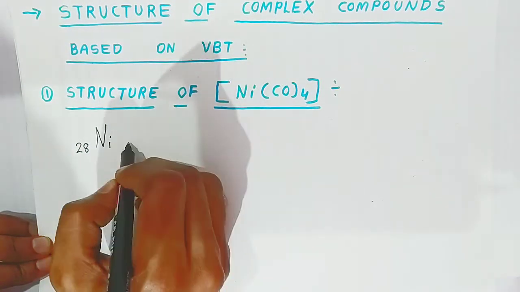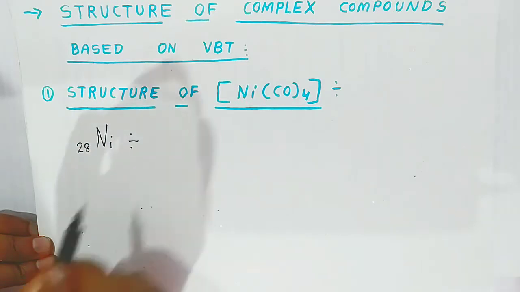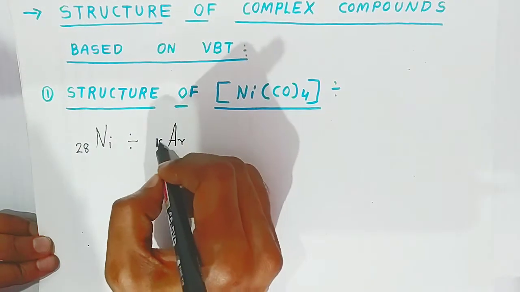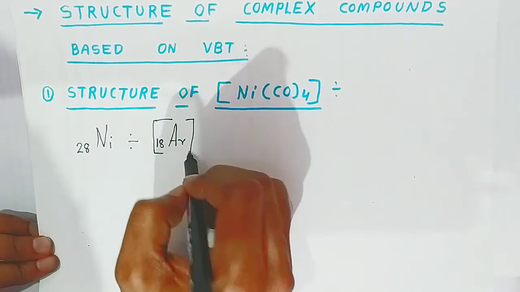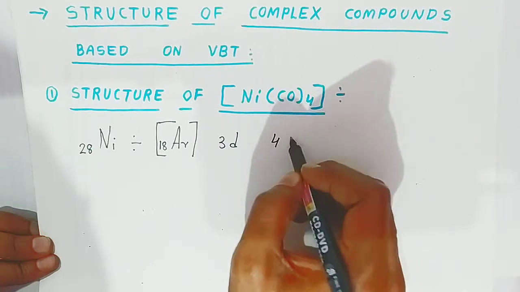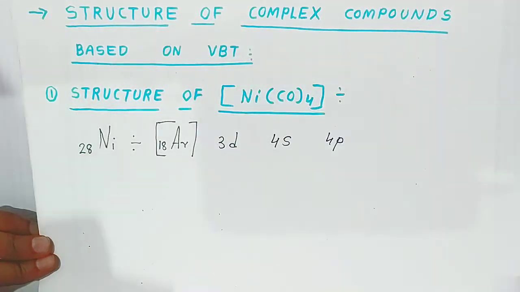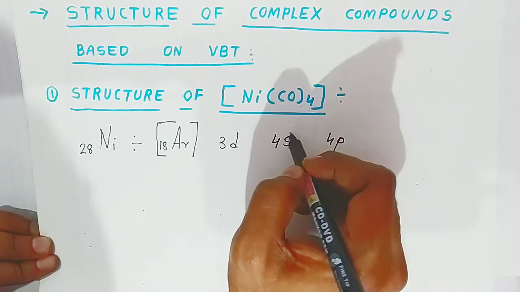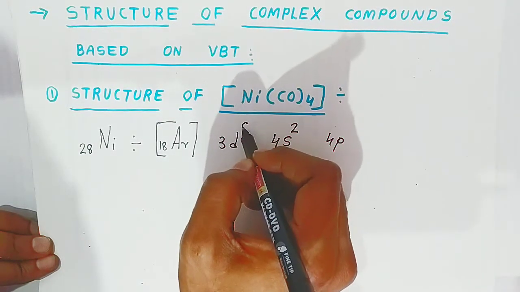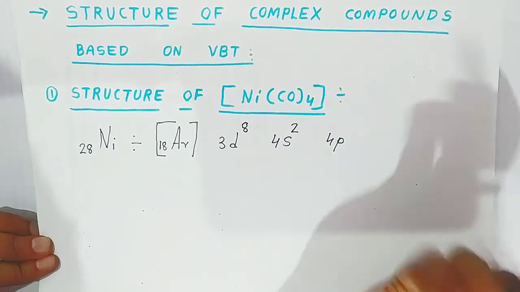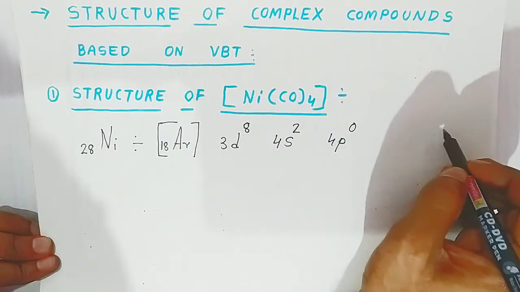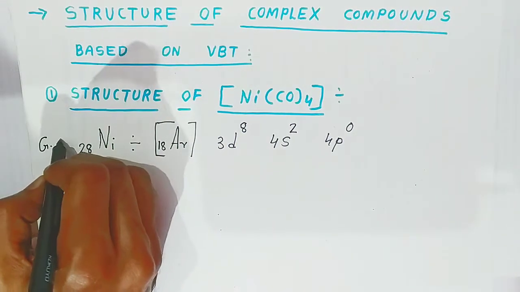Yes or no? Now students, when you write the ground state electronic configuration of the nickel atom, 18 electrons are given to argon. Now how many remaining electrons? 10 electrons we are going to distribute in 3d, 4s and 4p. Out of 10 electrons, 2 electrons go to the 4s orbital completely. Now 8 electrons go to the d orbitals. The 4p orbital does not have electrons, so we write 4p0. This is the ground state electronic configuration. We can write GS.